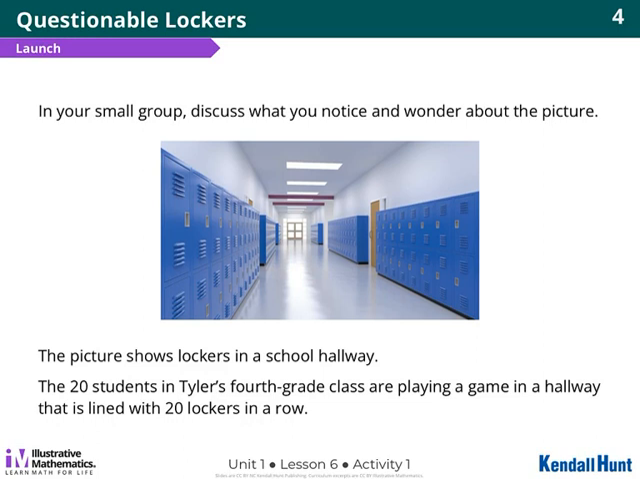I want you to look at this picture. And I want you to raise your hand and tell me, just first of all, what do you notice and wonder about this picture? Tucker? What kind of school is it? Do we have these at our school? No. What kind of school?